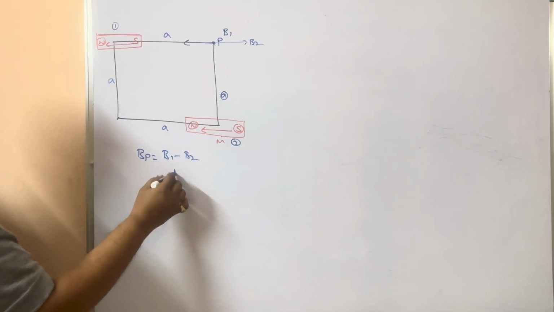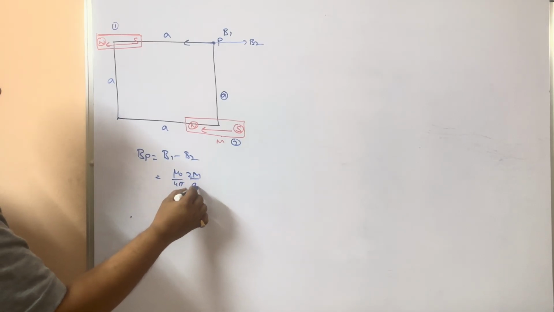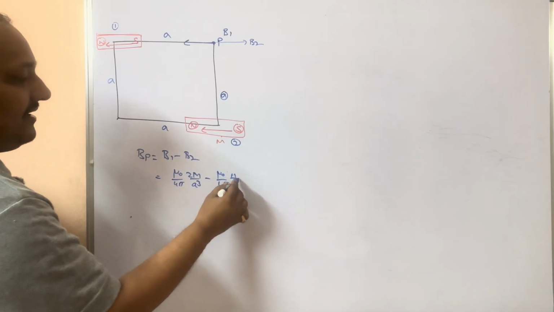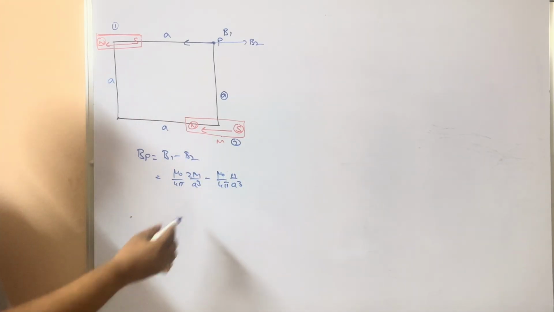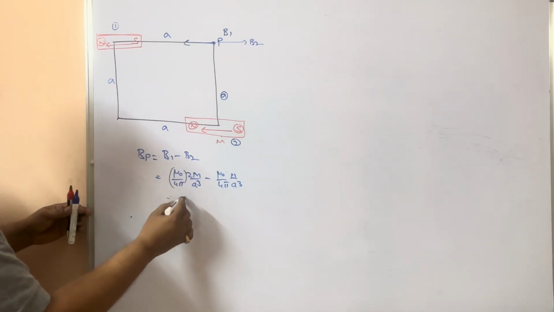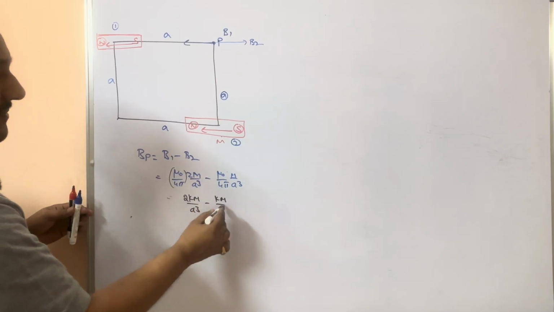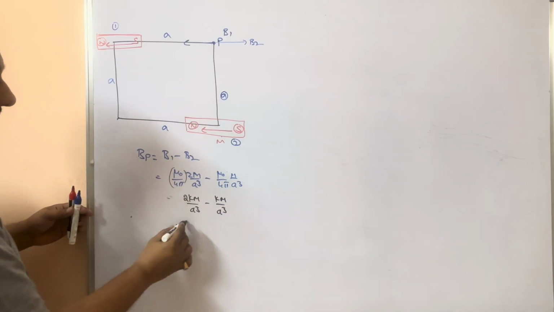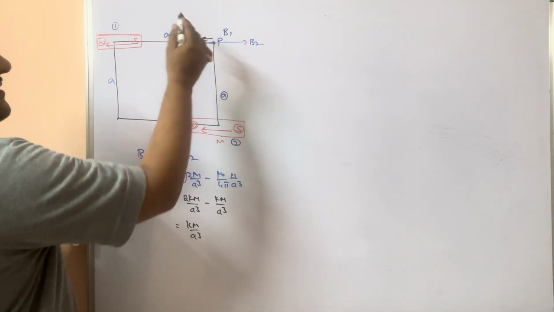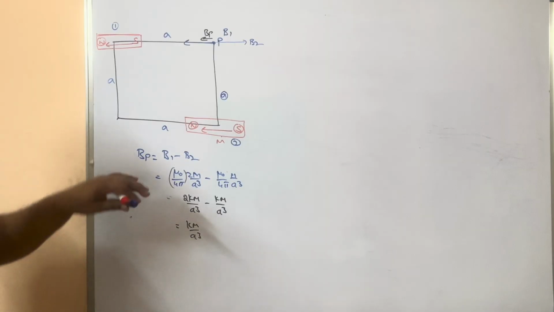What is B1? Mu naught by 4 pi, 2m by a cube, minus mu naught by 4 pi, m by a cube. Otherwise, this one we will write as k: 2km by a cube minus km by a cube. 2 minus 1. Final answer is km by a cube. That resultant direction will be towards left. Isn't it?